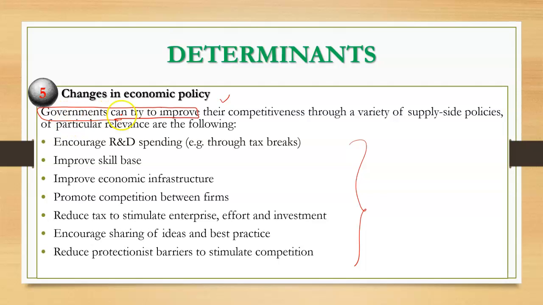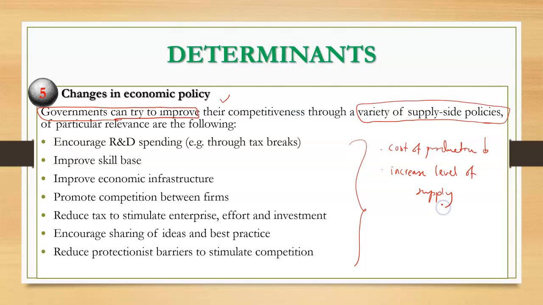So what the government can do to improve competitiveness is to implement the right supply side policy. Now, what is supply side policy? It simply means policy that can ultimately reduce the cost of production and also increase the level of supply. So we are not looking at it from the consumers' point of view, but from the producers' point of view. What can the government do to reduce their cost of production, to encourage them to produce more?